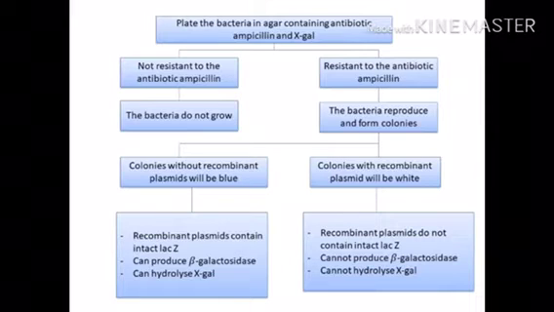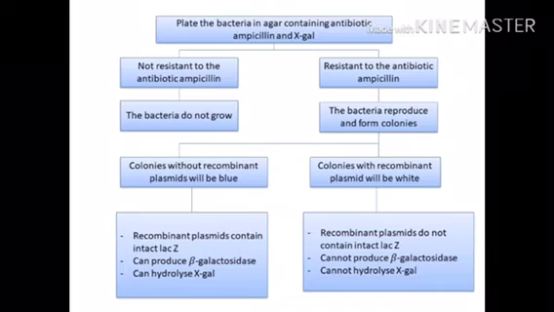So from here we can see if the colonies turn blue, it means they are without recombinant plasmid. The colonies with recombinant plasmid will be white. The reason why the colonies without recombinant plasmid turn blue is that the plasmid contains intact lacZ. It can produce beta-galactosidase and hydrolyze X-gal. Why do the colonies turn white? Because the recombinant plasmid does not contain intact lacZ. Also, it cannot produce beta-galactosidase and hydrolyze X-gal.